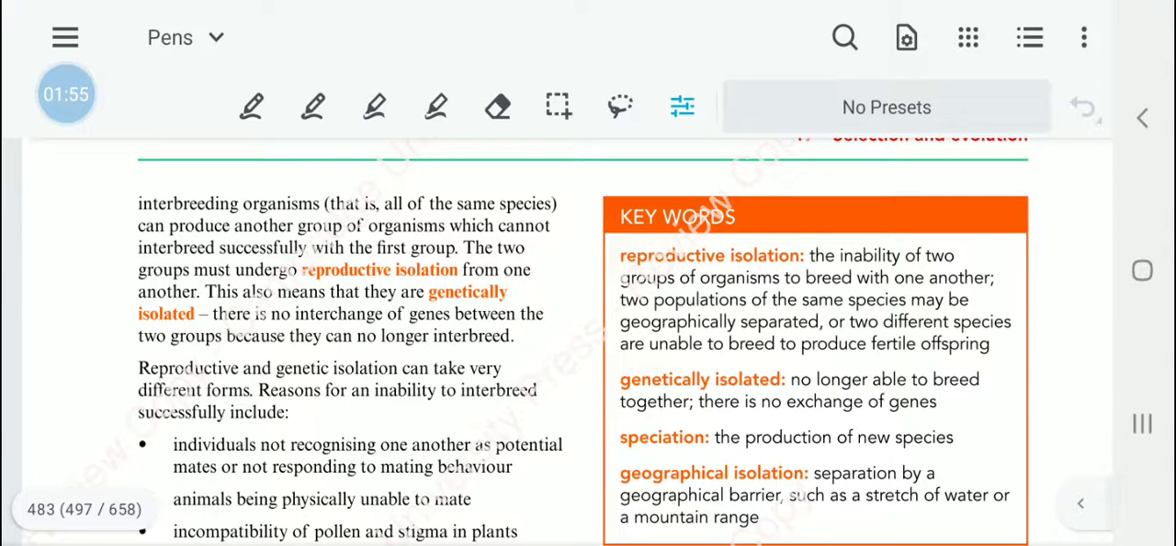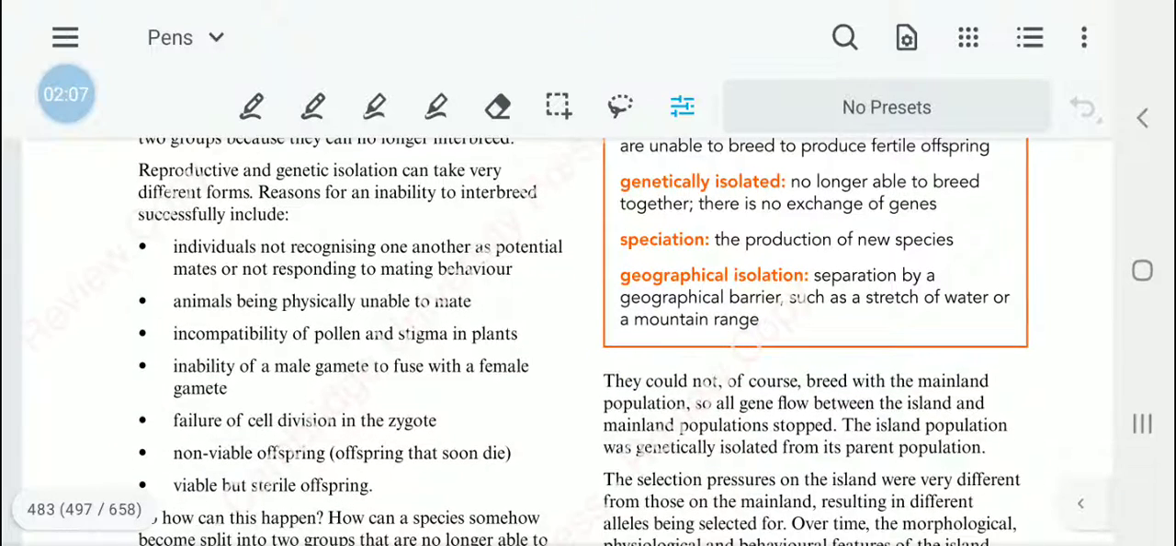Reproductive and genetic isolation, as we call it, will happen due to many reasons, and it can take very different forms. For example, an individual of a particular species might not identify another organism as a mate. They might not respond to mating behavior. Then the animals might be physically unable to mate, or they might be incompatible.